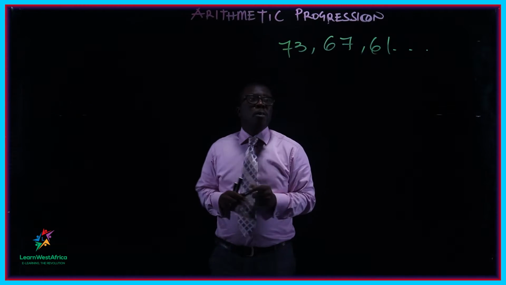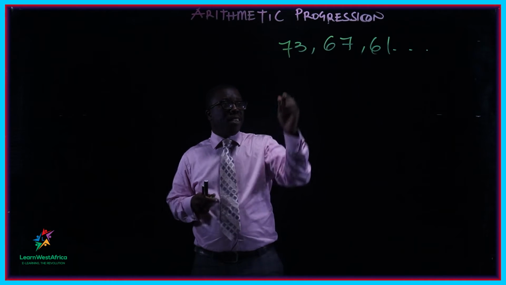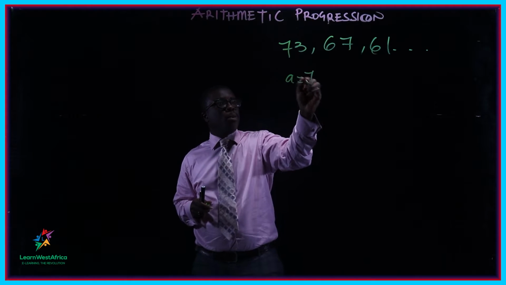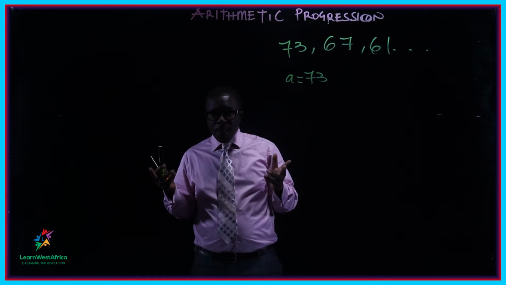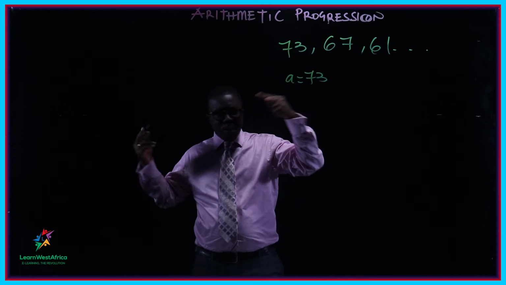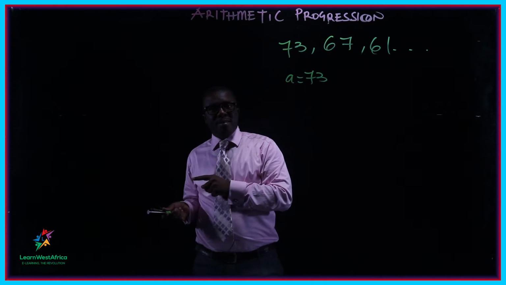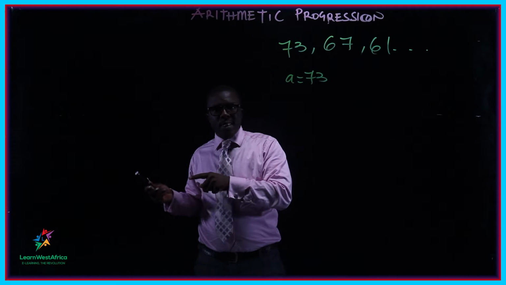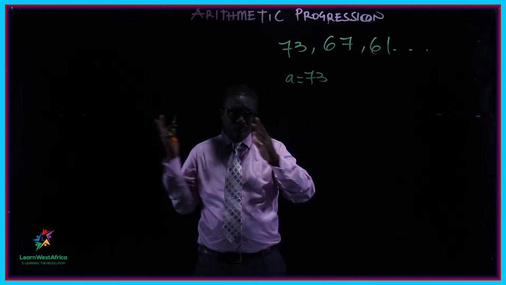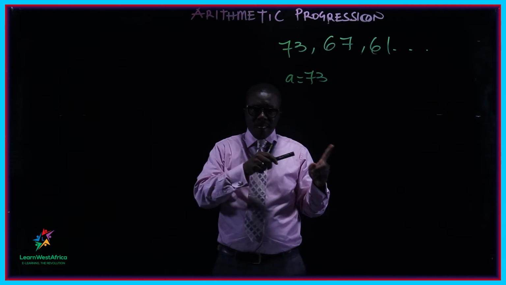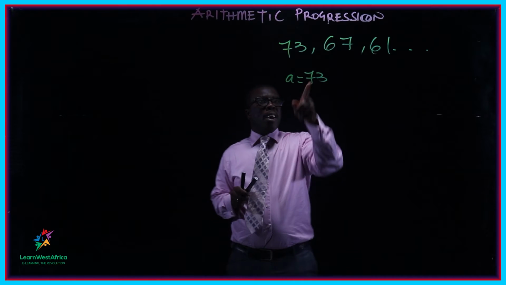So here, we would first try and find our first term. Our first term, as you can see, is 73. So we write A is equal to 73. Then we want to find our common difference. To find the common difference, you take the second term and subtract the first term from it, so it's second minus first, or third minus second. Anytime you take any two terms along the sequence, subtract the preceding one from the succeeding one.